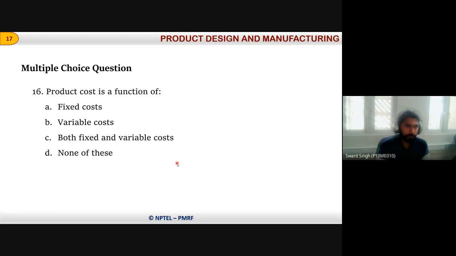Both. Yes, so both fixed and variable costs. Fixed costs are the costs that are like a one-time investment in the firm, like the cost of machinery, the cost of the area, the thing that we are utilizing, the material and everything.